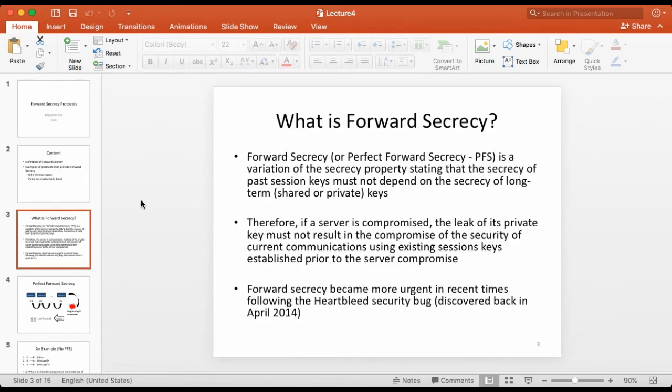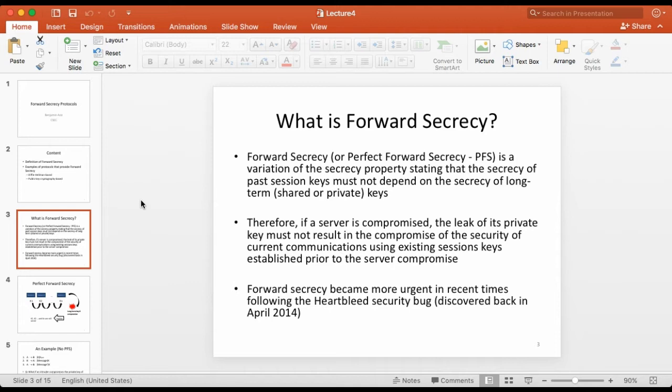So first of all, let's have a look at the definition of the forward secrecy property. Forward secrecy, or sometimes perfect forward secrecy or PFS, is essentially a variation of the secrecy property, where the idea is that the secrecy of previous session keys that you established in the past must not depend on the secrecy of your long-term keys or long-term passwords.